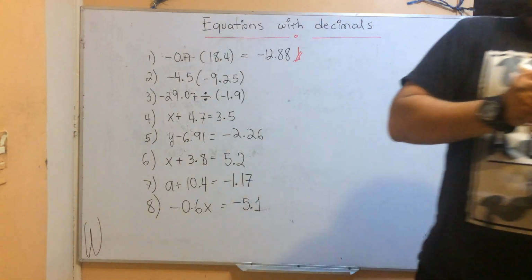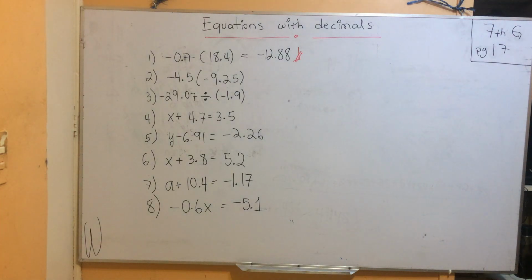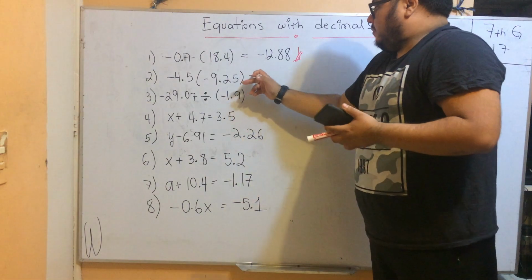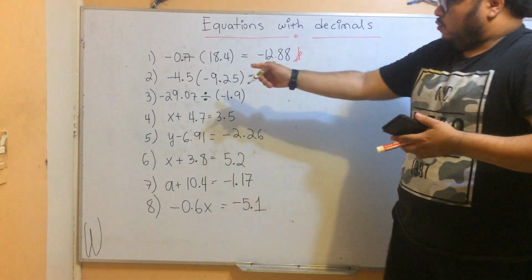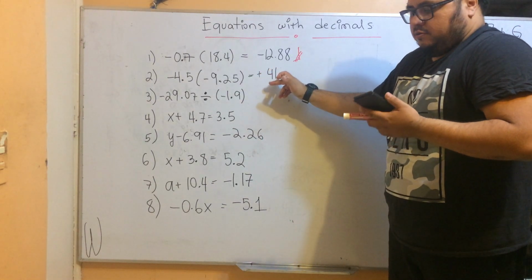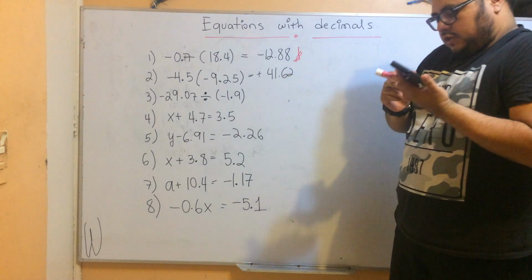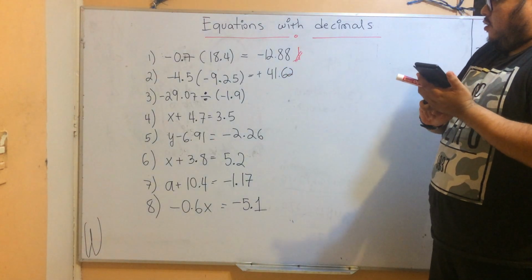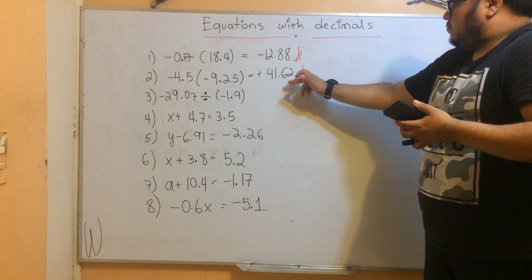We do the same thing with the next one. The next one says minus 4.5 times negative 9.25. Since they are both negative, that means that the answer is going to be positive. Remember, negative times negative is going to be positive. So when we perform this multiplication, we already know it's going to be positive, and 4.5 times 9.25 is going to be 41.62. And there we have our second answer.